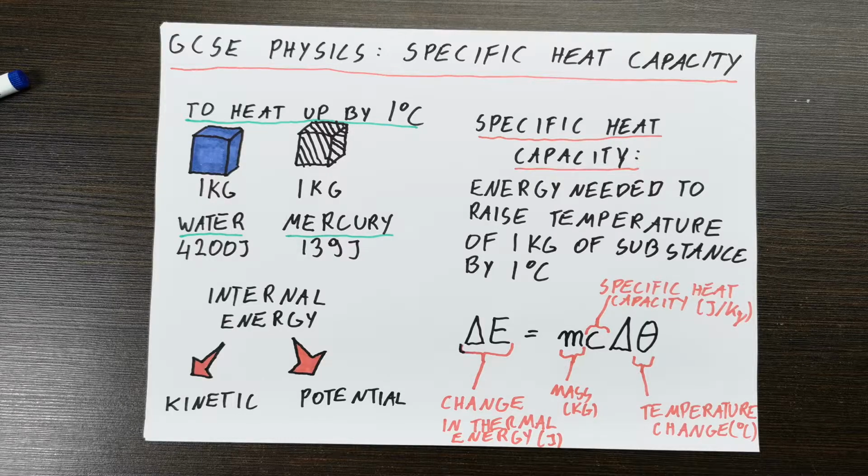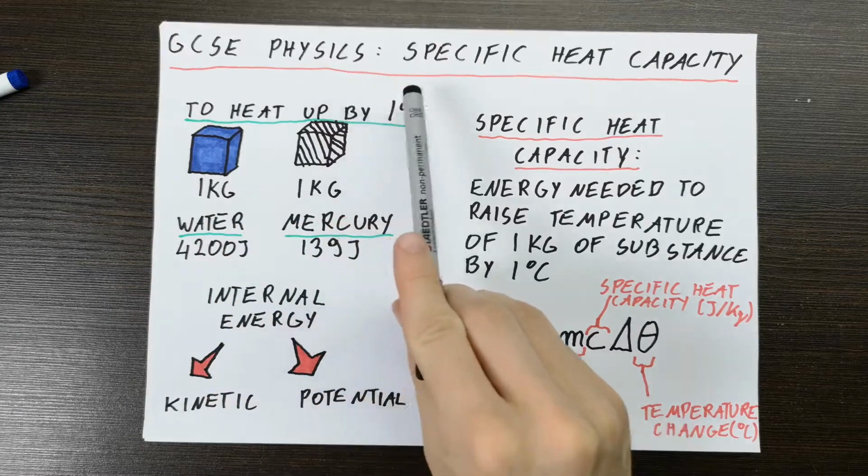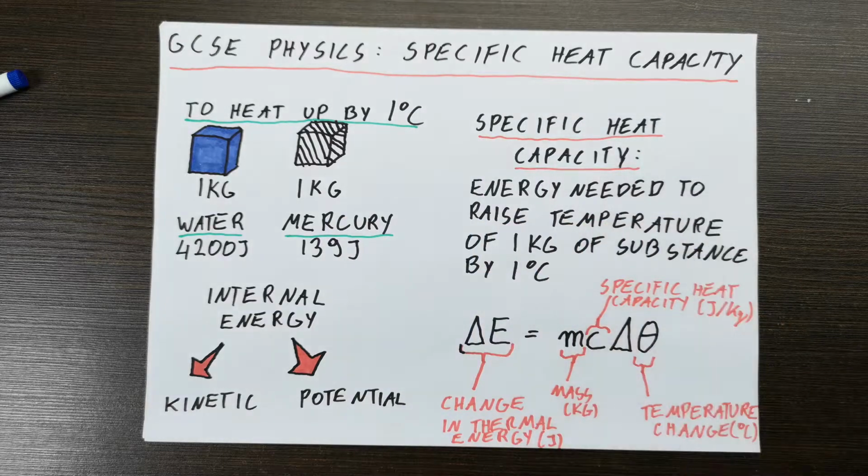Today we'll be looking at GCSE Physics Specific Heat Capacity. So today we'll be looking at different substances and how easy it is to heat them up and how easy it is to cool them down, and why. This is essentially what specific heat capacity is. So without further ado, let's get started.